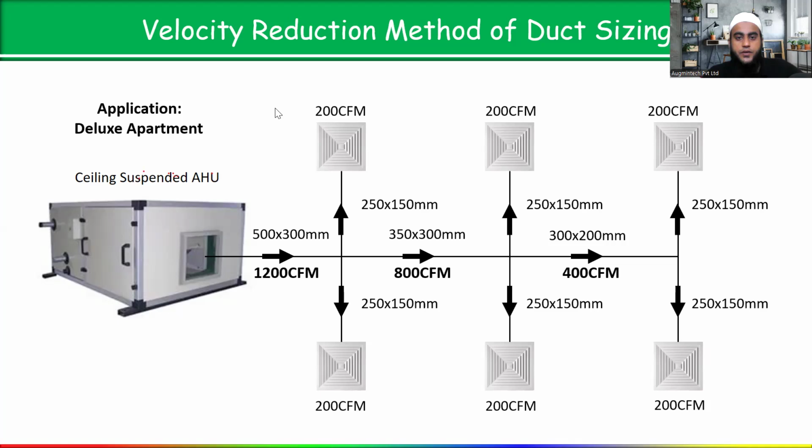So right now we have completed two methods of duct sizing, equal friction and velocity reduction. Now we have to discuss the static regain method. Very interesting method, so that we have to discuss.